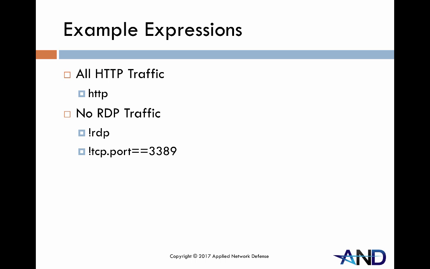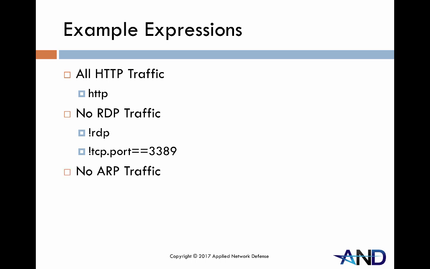Granted, this isn't always the best way to do it, because you can have RDP traffic that goes across a different port, and that's true of any protocol. Many of them will be associated with a particular port number, but that doesn't mean they have to go over that port number. So this second scenario isn't probably the best way to do this, but it is a way to do it, and I did want to show you that you do have that option.